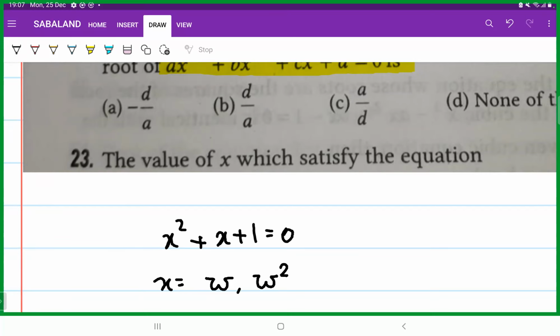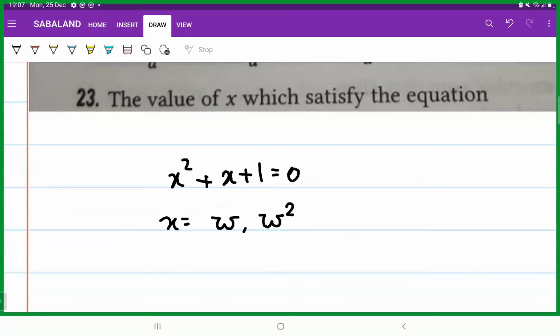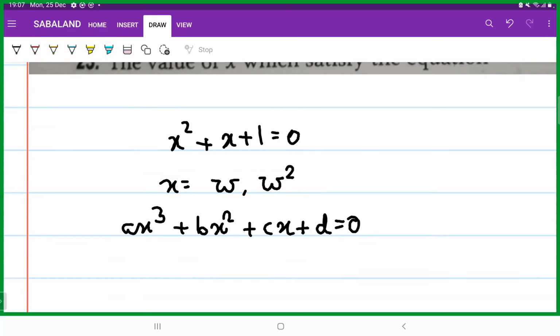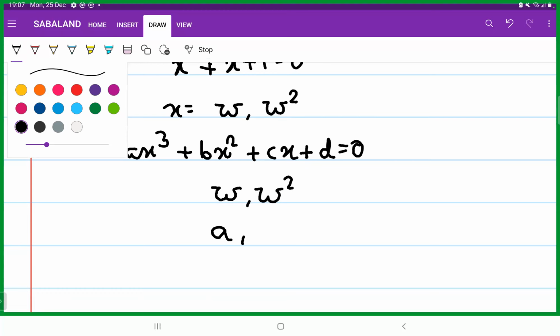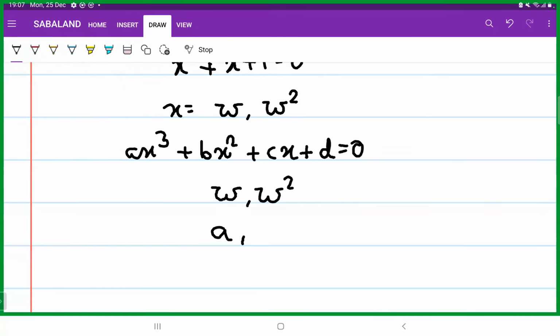So now it has been told to us that ax cube plus bx square plus cx plus d equal to 0 has got the roots omega and omega square, right? And we need one more root. Let that root be equal to, say, a1. So we will now apply the properties of a cubic equation, that is the value of the product of the roots and the value of the sum of roots, and we'll see which one will give the answer.